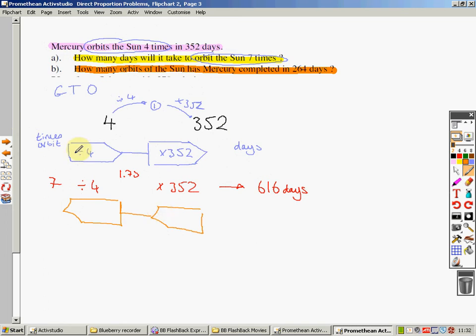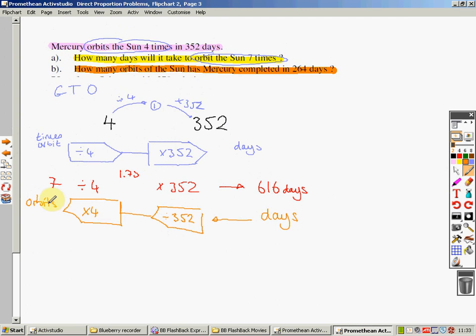So, the opposite of dividing by 4 would be to times by 4. Technically that's called the inverse. The inverse, or if you want to use just normal language, it would be opposite, but I would urge you to using the word inverse. The inverse of timesing by 352 will be to divide by 352. That's the days at this end of the machine rule, and out here are the number of orbits.